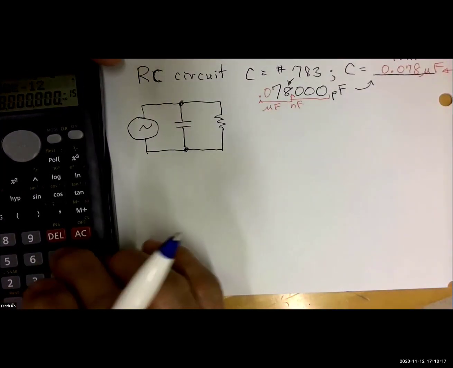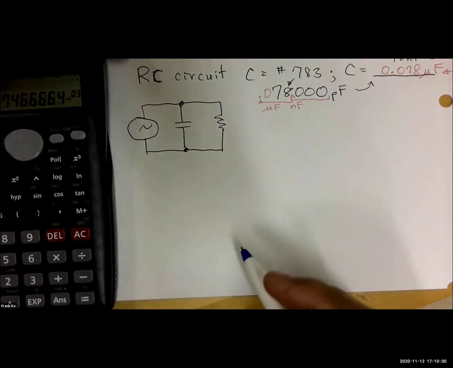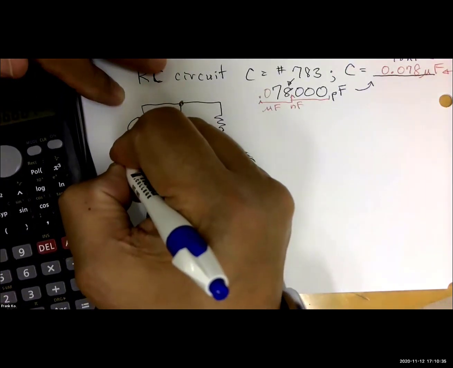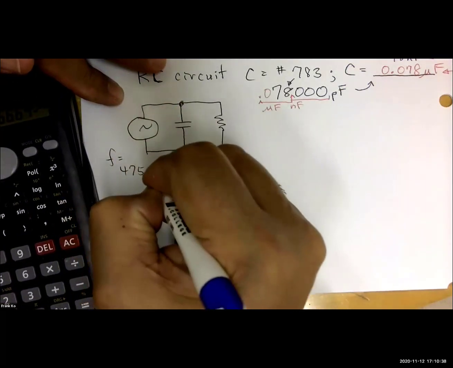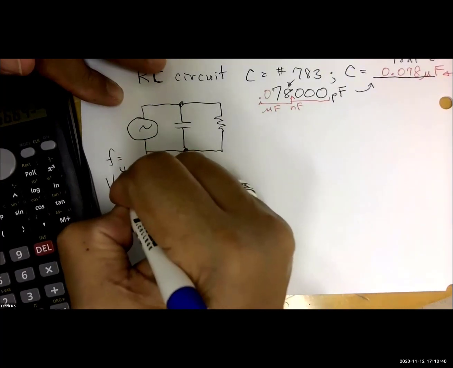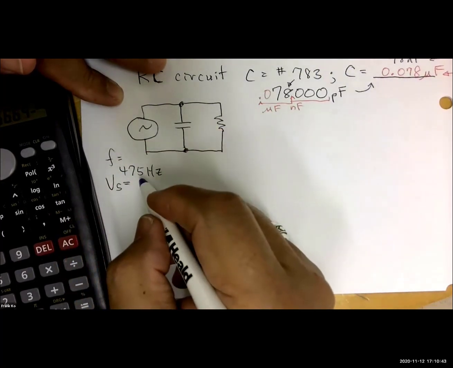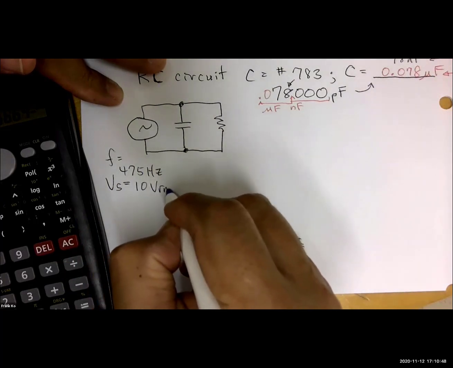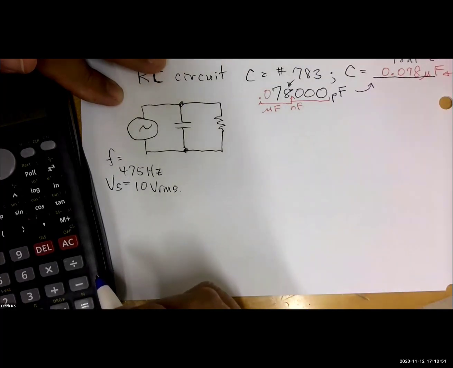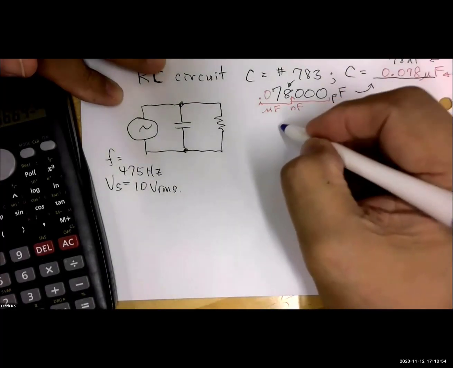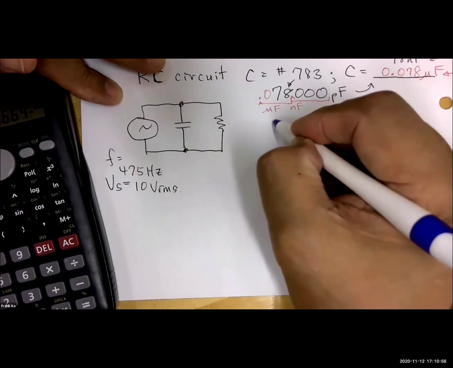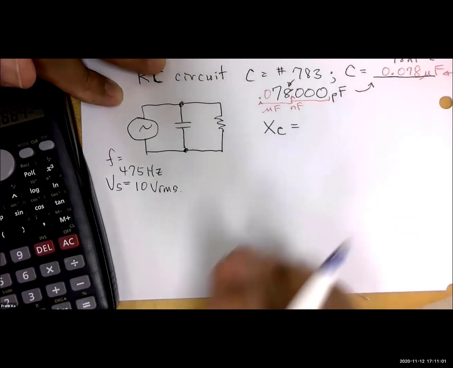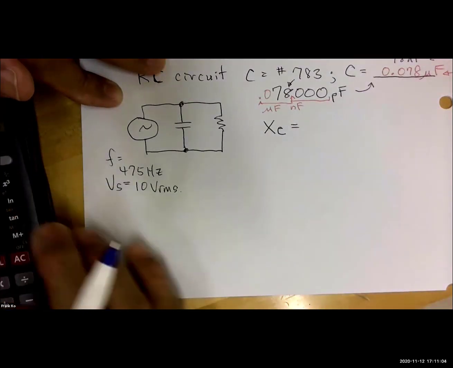If I were to give you a frequency, F is equal to 475 hertz, and your VS is equal to, let's say, 10 VRMS. Do I have enough information to determine the next piece of our work? And that would be XC. And how would I determine the value of X sub C, Wei G?